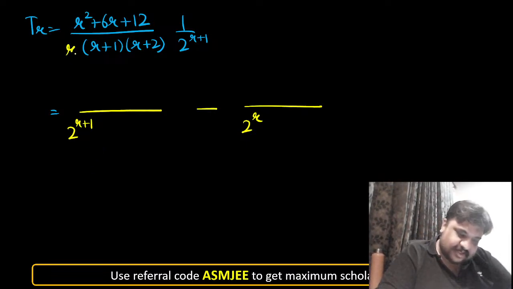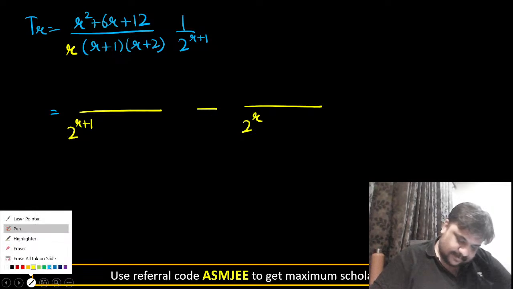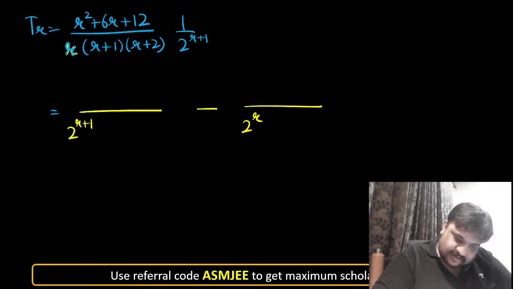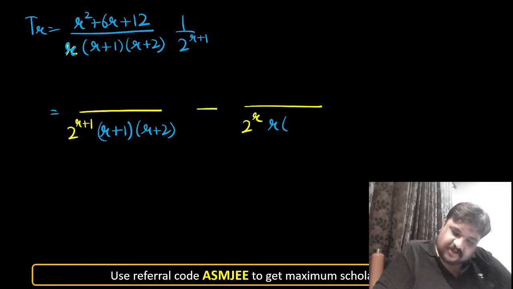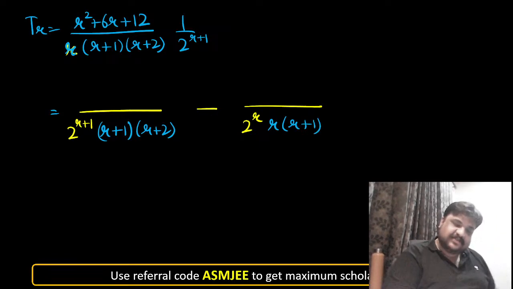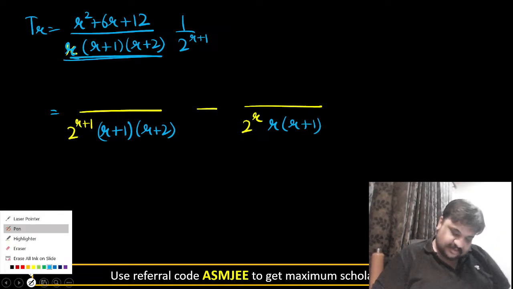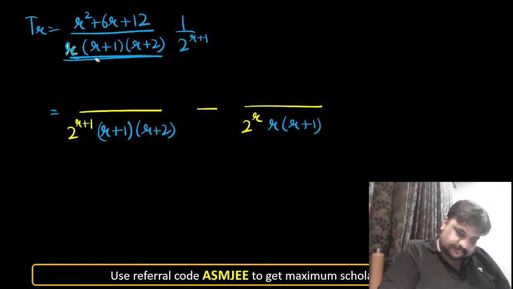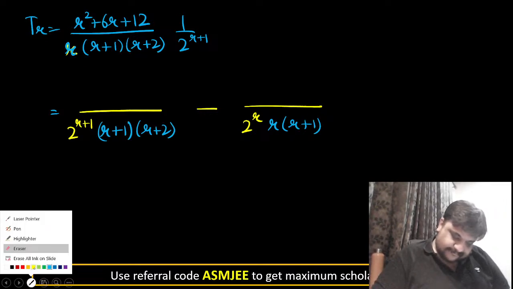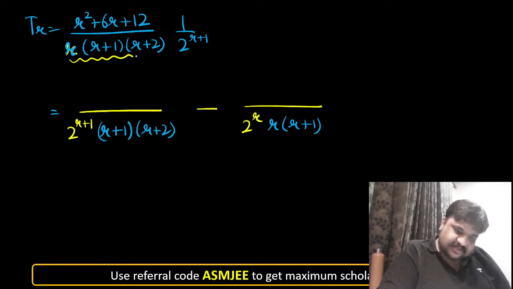Then only that will come. There is R also, right? Now one of them will have R plus 1 into R plus 2, and this one will have R into R plus 1. See, then only this LCM will come.